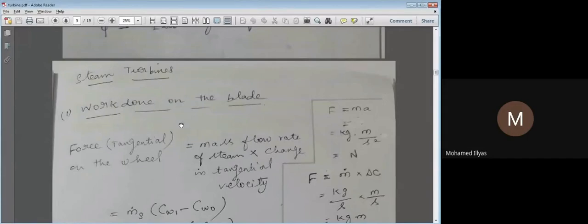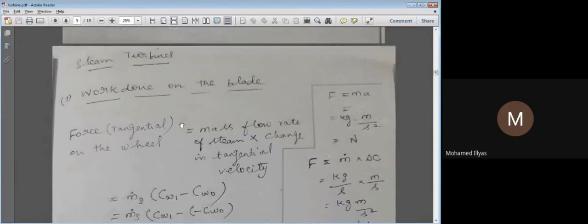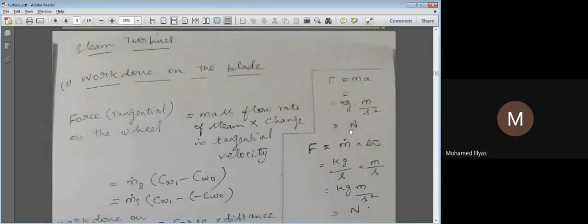Work done on the blade means the steam will do work on the blade, and that is how we get a positive power output. So how much work is done by the steam on the blades, and how do we calculate that? With respect to the performance parameters we have seen, we are going to calculate it logically. On the right-hand side, I have written Newton's second law of motion: F equals m into a, mass into acceleration. Mass is in kg and acceleration is in meter per second square. 1 kg meter per second square is a Newton. So we'll get some force.